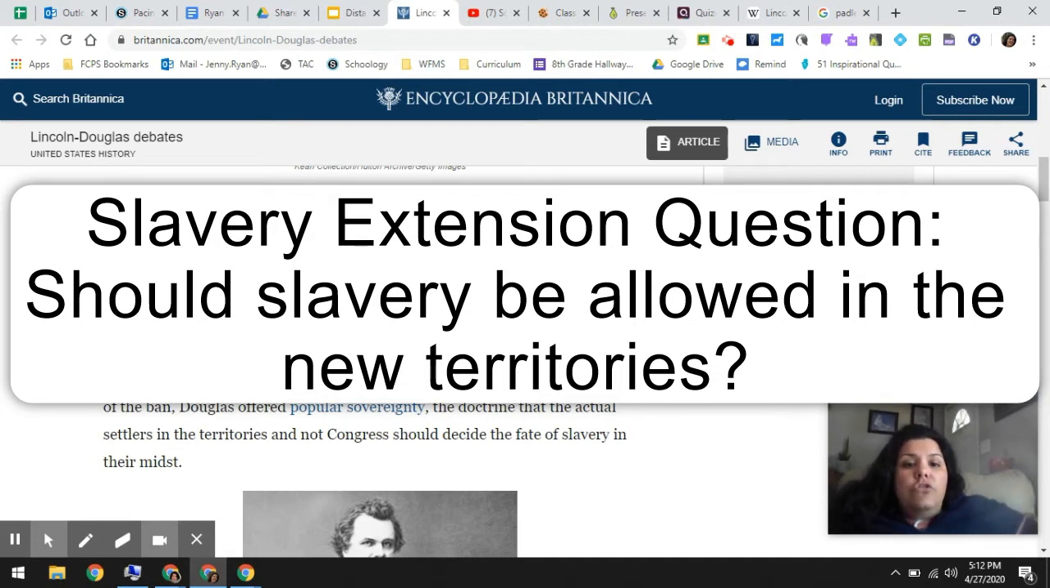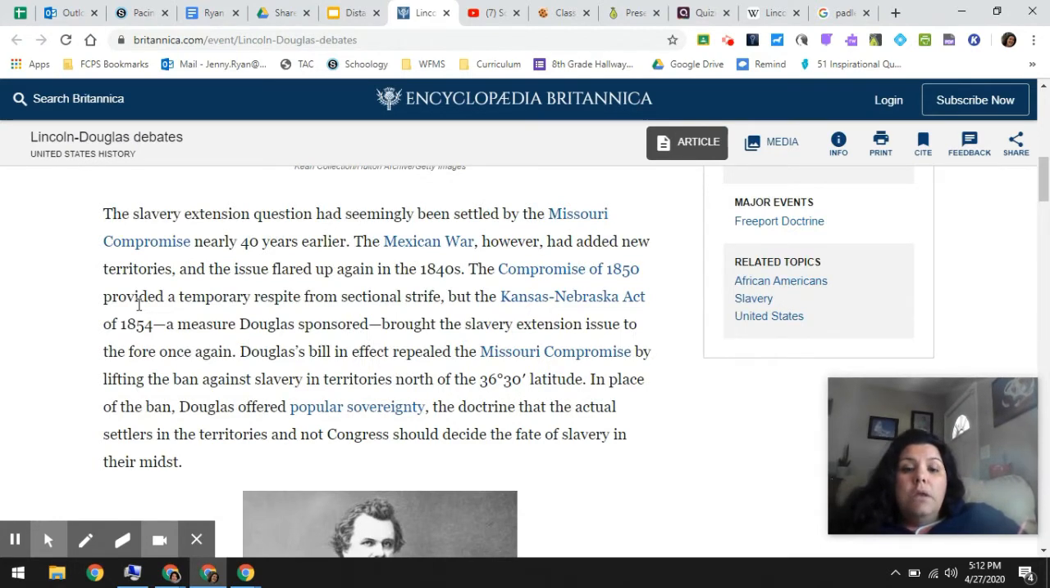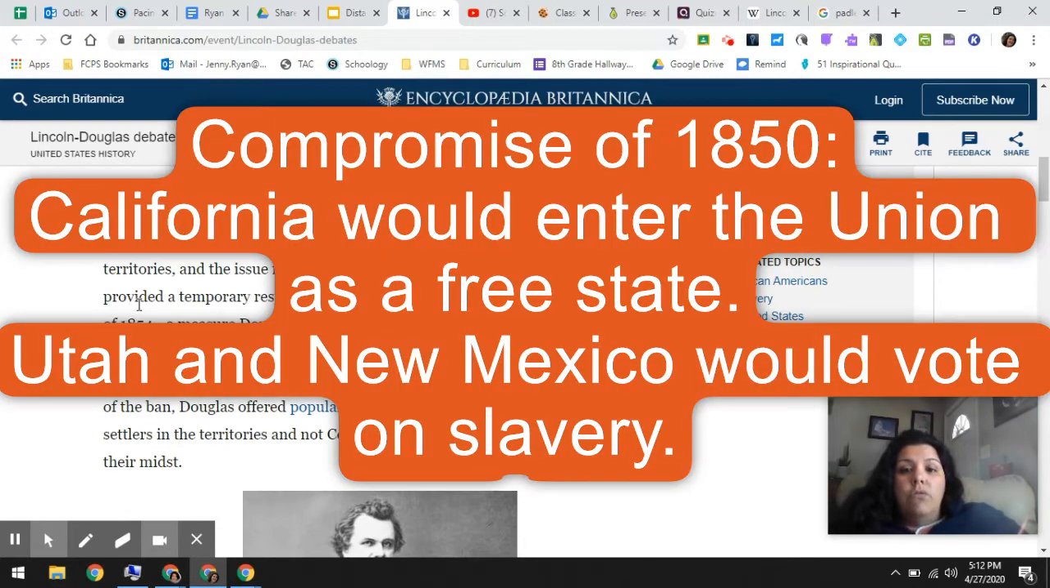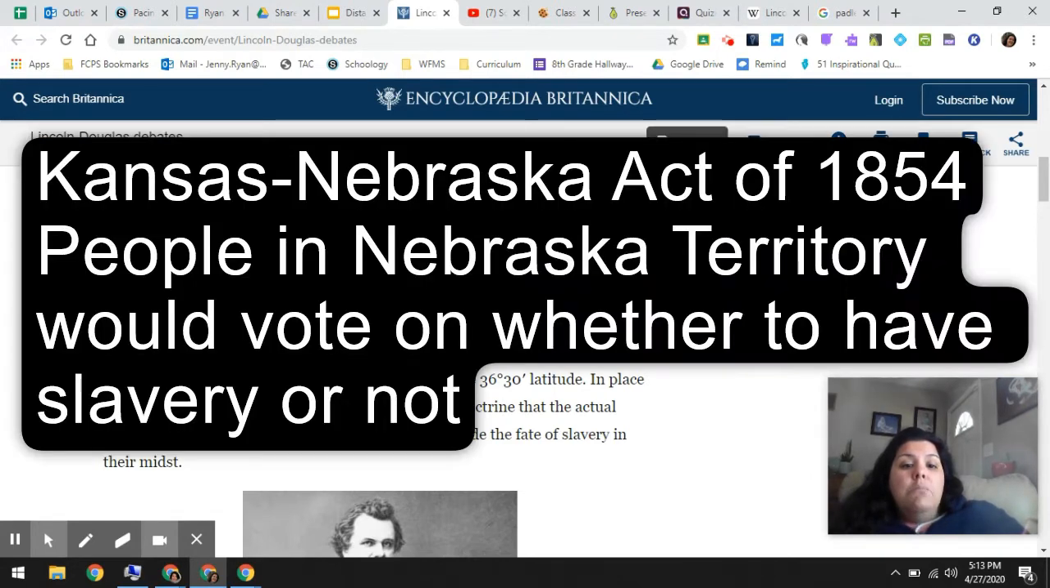So the slavery extension question had seemingly been settled by the Missouri Compromise nearly 40 years earlier. The Mexican War, however, had added new territories, and the issue flared up again in the 1840s. The Compromise of 1850 provided a temporary respite from sectional strife. That just means that they had a break from all of their arguing. But the Kansas-Nebraska Act of 1854, a measure Douglas sponsored, so something that Stephen Douglas was in support of, he liked it, brought the slavery extension issue to the fore once again. That means it brought it back up again. Everybody was talking about it again.